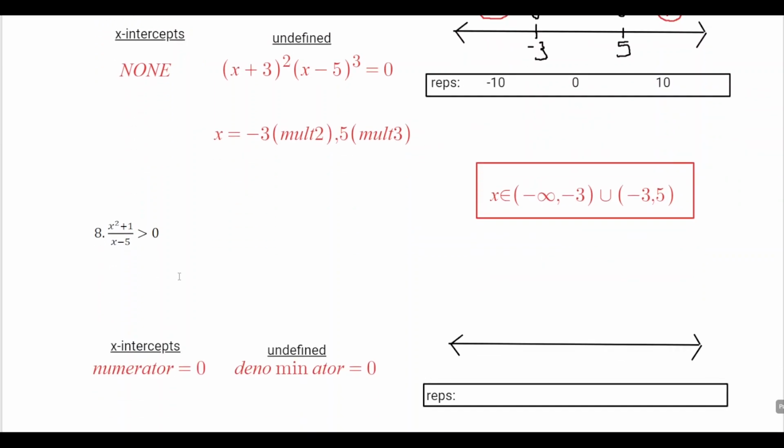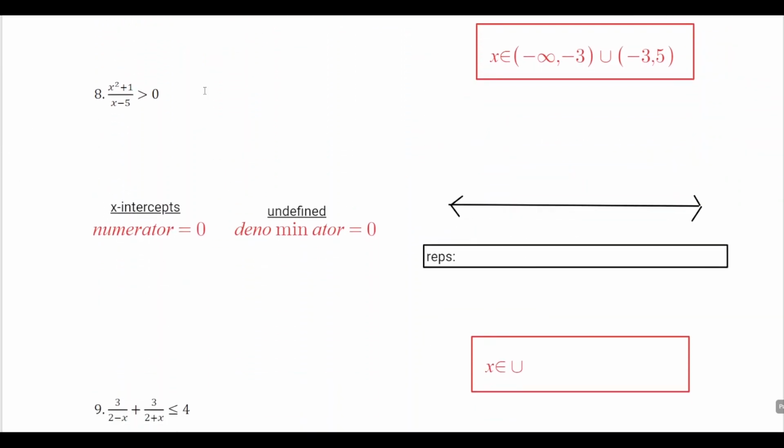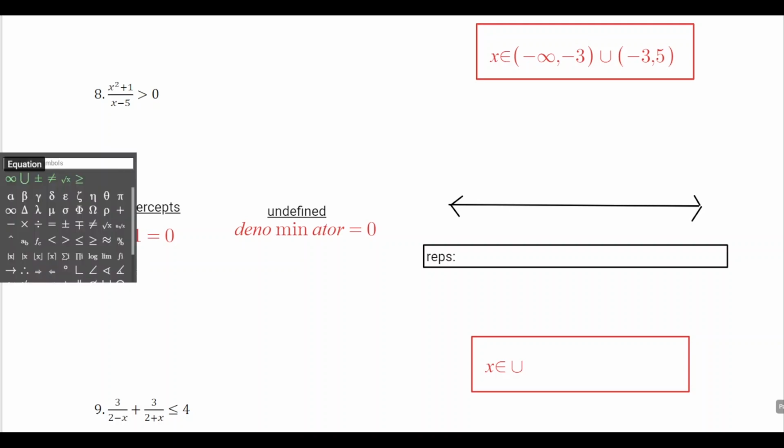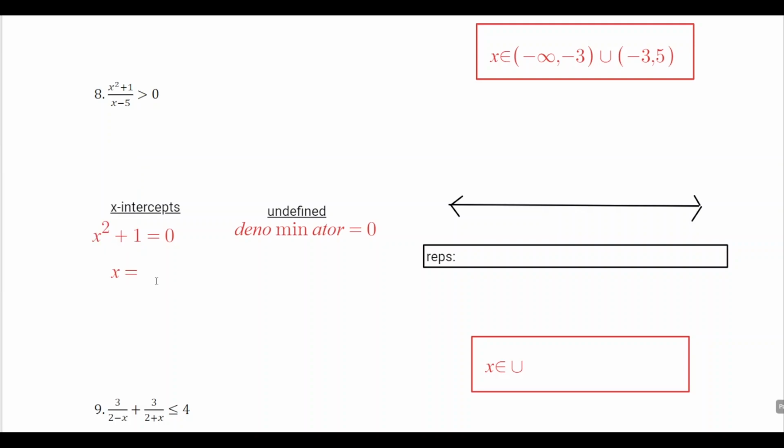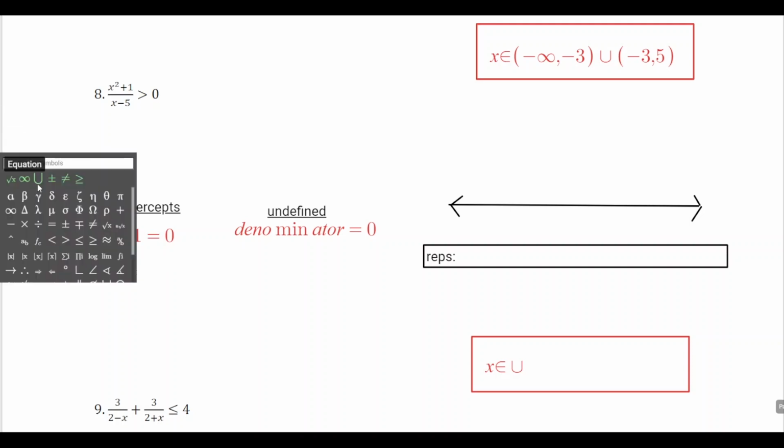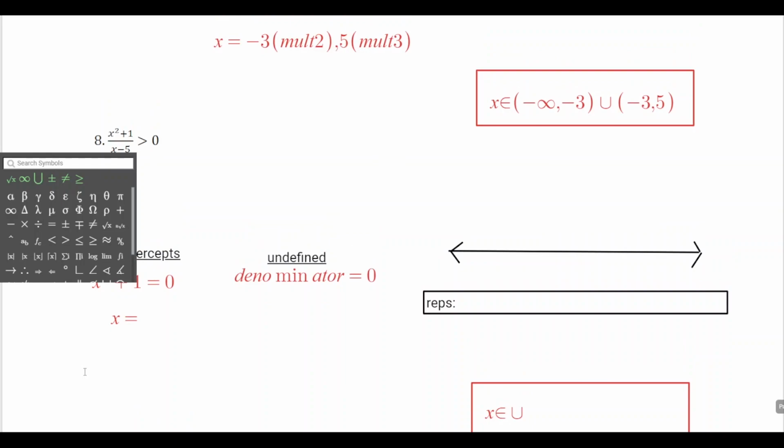Let's take a look at number 8. So up here, this is not going to be factorable. In fact, if we try to solve it, we get x squared plus 1 equals 0, and so we're going to get x squared equals negative 1. So x is going to be plus or minus the square root of negative 1. Oh, didn't put that in there. Let's try again. There we go.